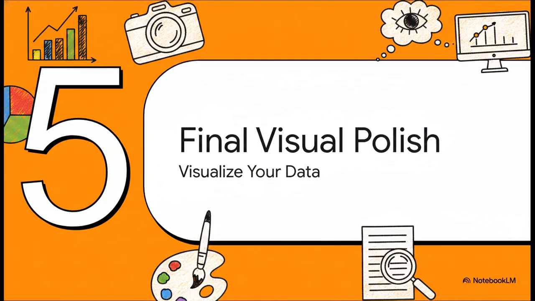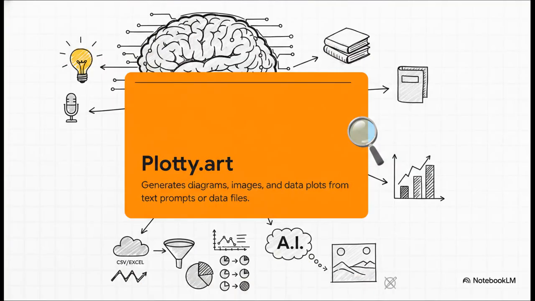Finally, we reach section 5, the final visual polish. You've understood the material, you've gathered the evidence, and you've drafted the paper. Now it's time to realize that a picture really does paint 1,000 words. Including visual elements is a crucial step in making your final report engaging and easy to understand. For this, we look to a really cool tool called Plotty.art. Plotty is brilliant because it allows you to easily generate the exact images, diagrams, or plots your report needs.